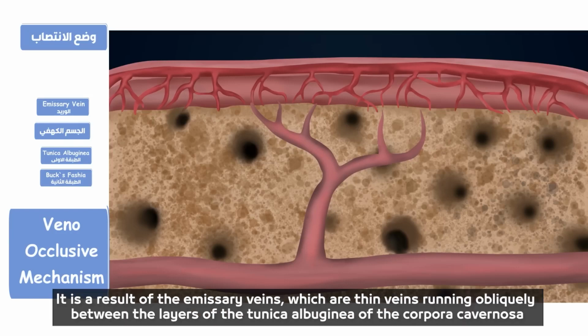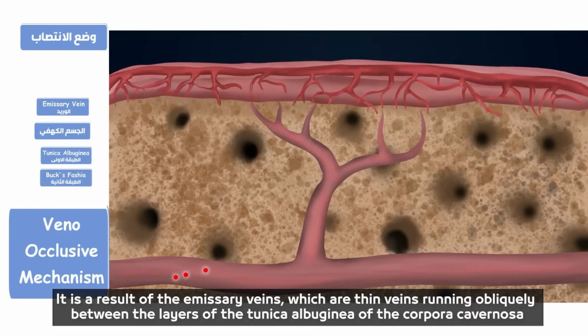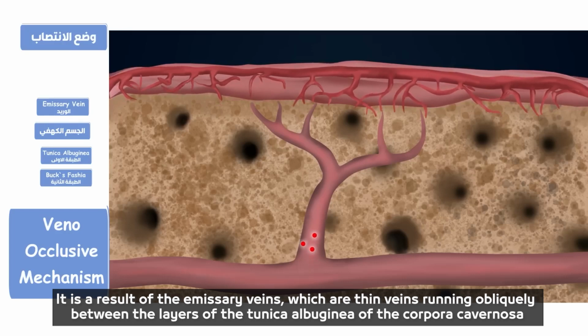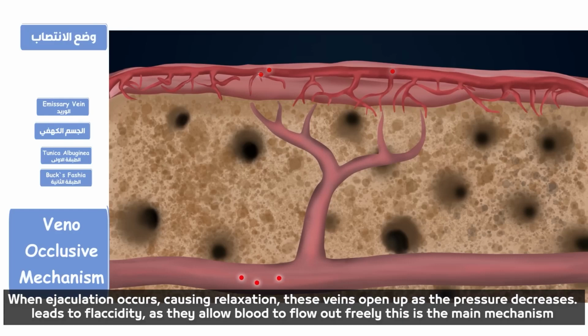It is a result of the emissary veins, which are thin veins running obliquely between the layers of the tunica albuginea of the corpora cavernosa. These veins get compressed between the layers and are closed off. When ejaculation occurs, causing relaxation, these veins open up as the pressure decreases, which leads to flaccidity as they allow blood to flow out freely. This is the main mechanism.